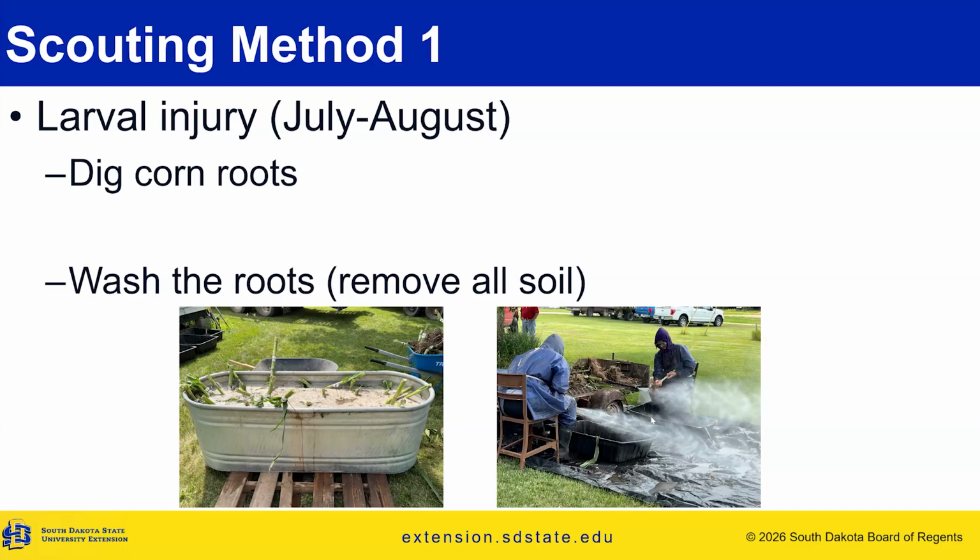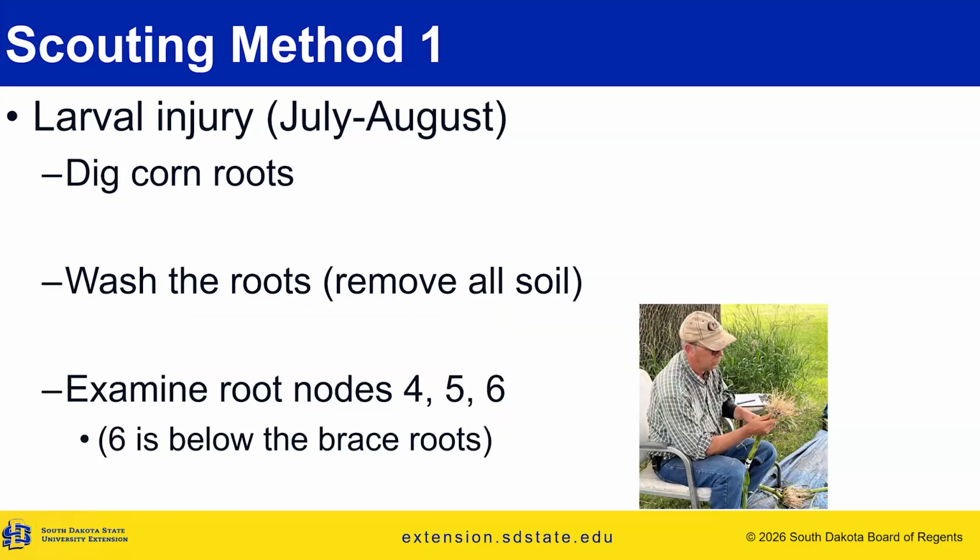Now, you don't necessarily have to be as thorough as us. We're trying to get very precise, but this is probably the quickest way to get the soil off so you can actually see that feeding if it's present. And then you examine the root nodes 4, 5, and 6. So 6 is right below the brace root. And so imagine it goes 6, 5, 4 as you're looking towards the bottom of the root mass.